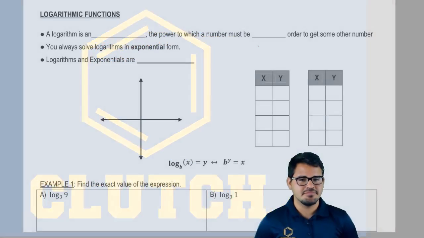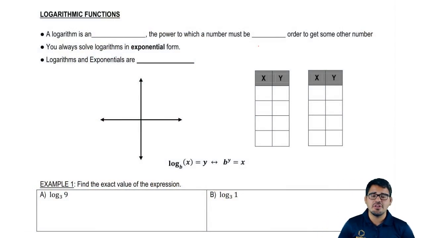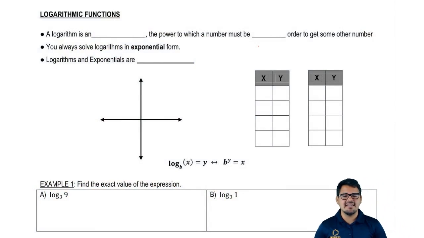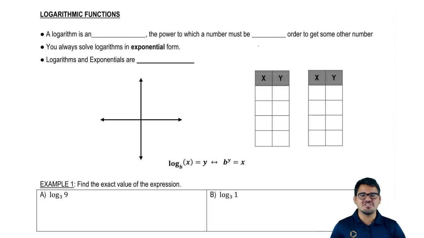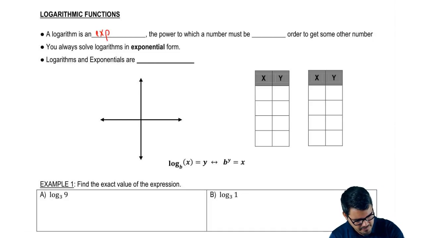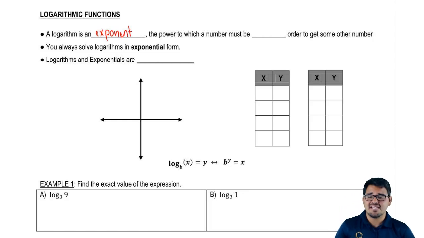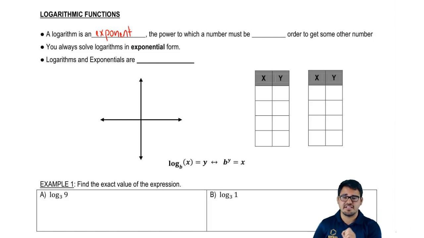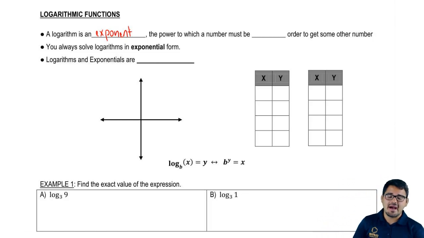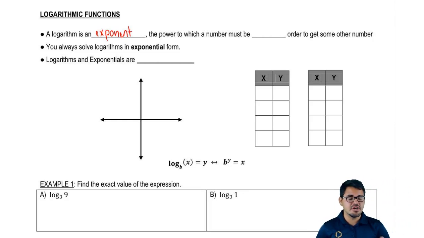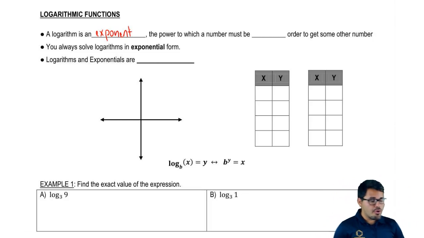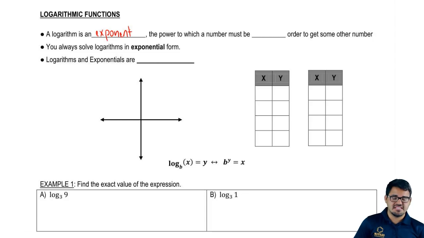So let's get started. Here we have that a logarithm is a blank. So what exactly is a logarithm? A logarithm is just simply an exponent, right? I wish my teacher would have told me that too when I was studying this. So it really just is an exponent, but not just any exponent, it's a specific exponent. The power to which a number must be blank or to get some other number.